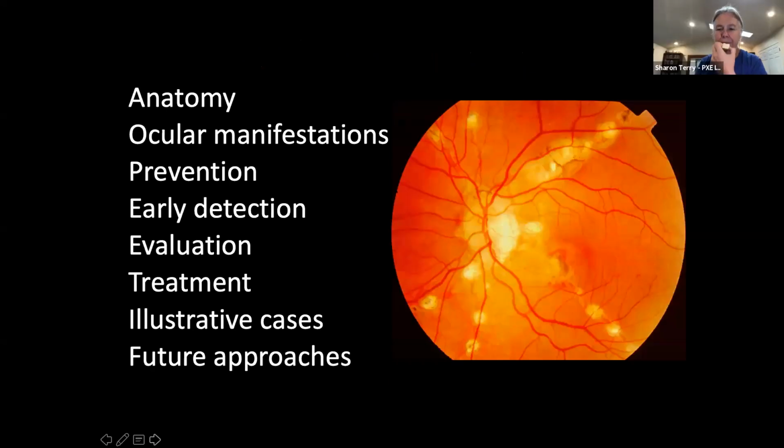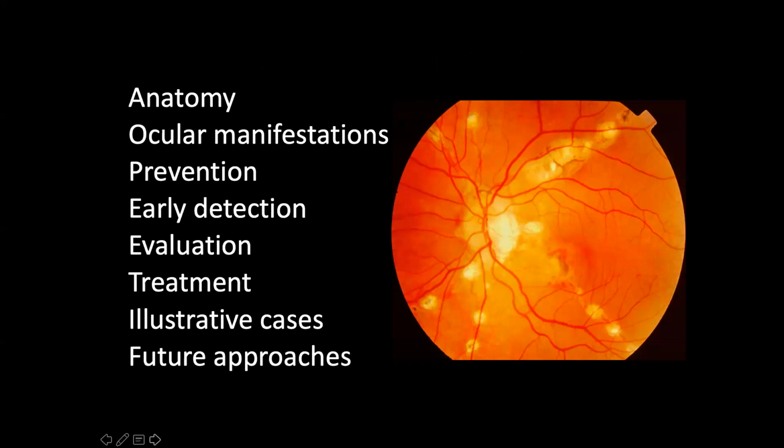Okay. So I'd like to talk about first the anatomy of the eye, then the ocular manifestations of pseudoxanthoma, ways to prevent disease complications, ways both the patient and physician may detect complications early, and how we evaluate patients, which includes which diagnostic tools we use. I'll speak about how we treat active disease and try to illustrate some of these principles with cases along the way. And finally, what treatments we may look forward to in the future.